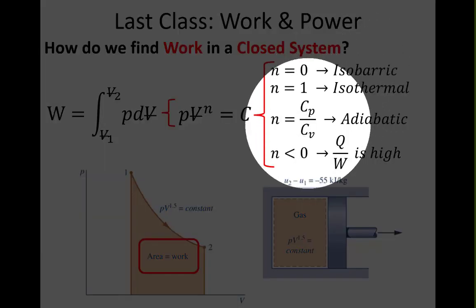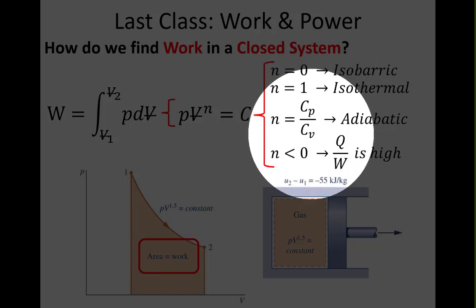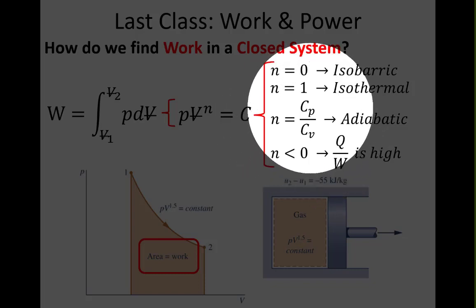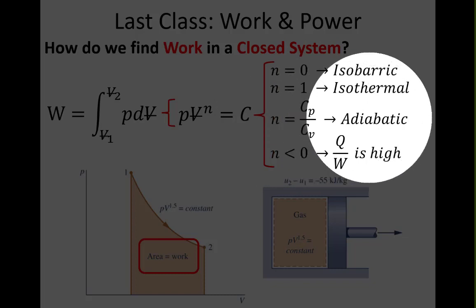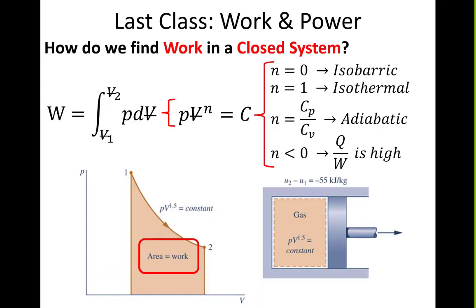Cp and Cv are specific heats: specific heat at constant pressure and specific heat at constant volume. If n is equal to Cp over Cv, then this is a fancy word, an engineering decoder ring word. It's an adiabatic process. That means perfectly insulated, so no heat is lost or gained throughout the process. There's no heat transfer between the system and the surroundings.